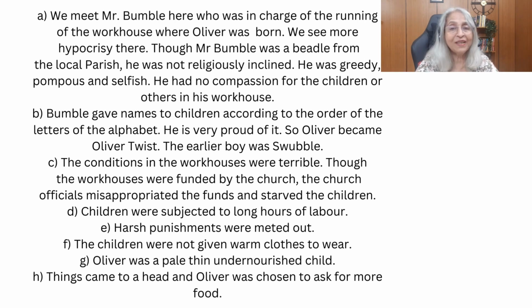So he's very proud when he tells people how he names these orphans and how their names follow an alphabetical order. And what horrible names like Unwin and Twist and Swabble. Absolutely horrible names. All right. So that is how Oliver became Oliver Twist. This man had no feelings. He was absolutely cruel.